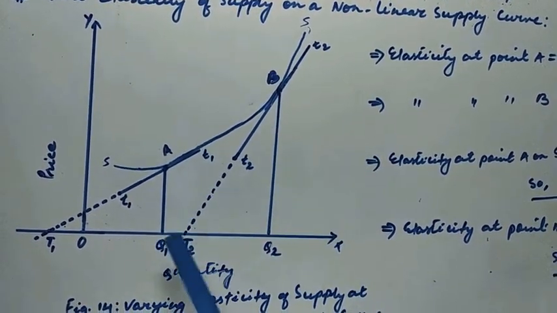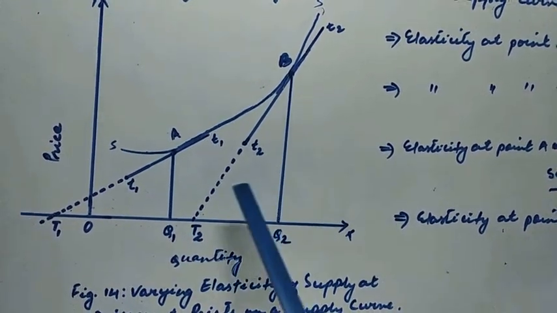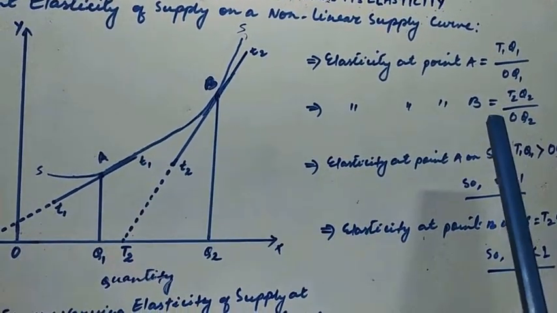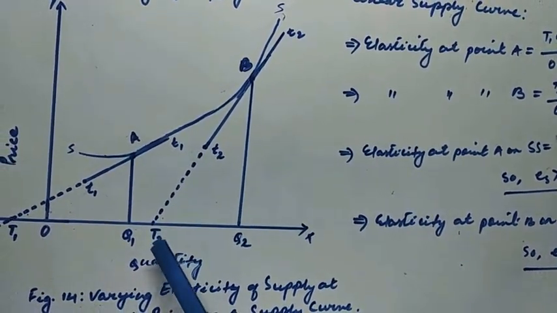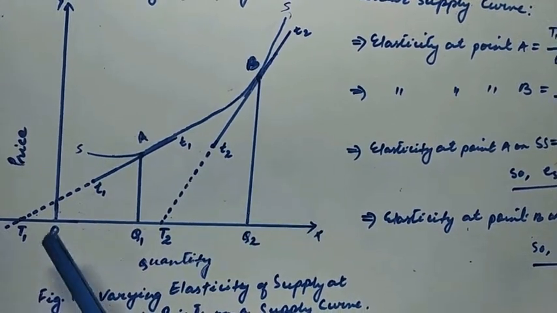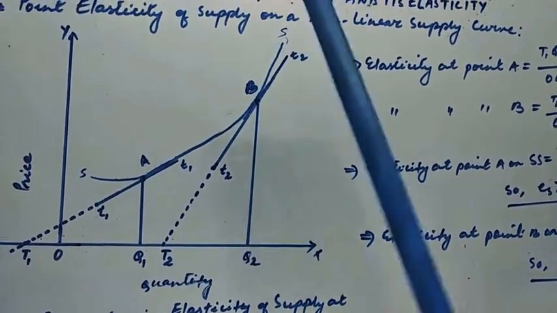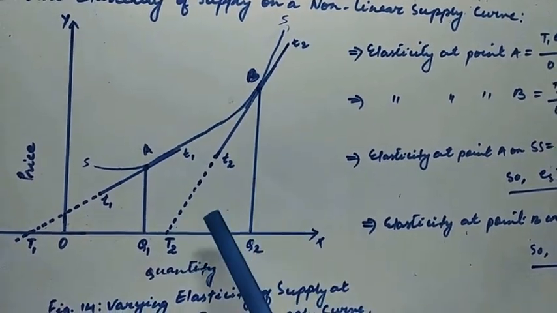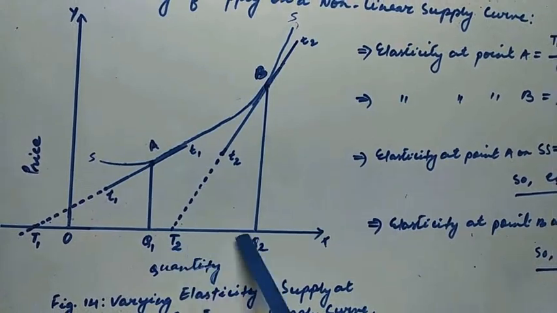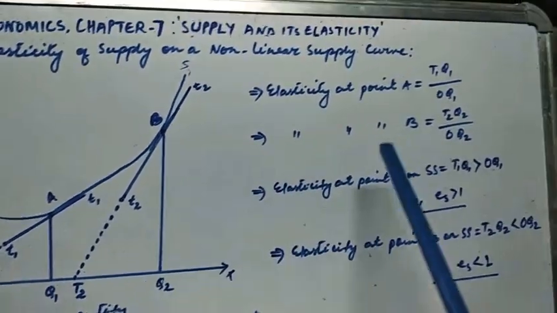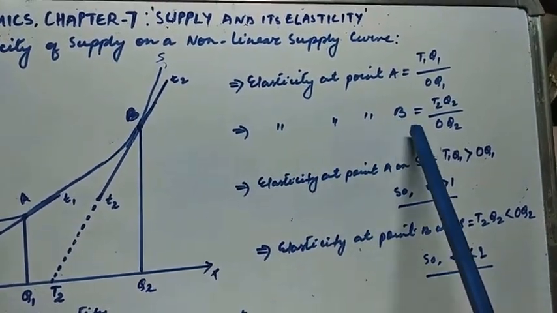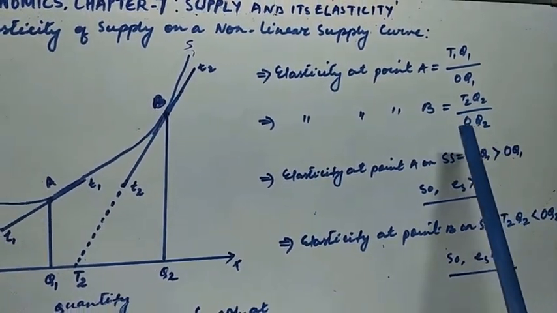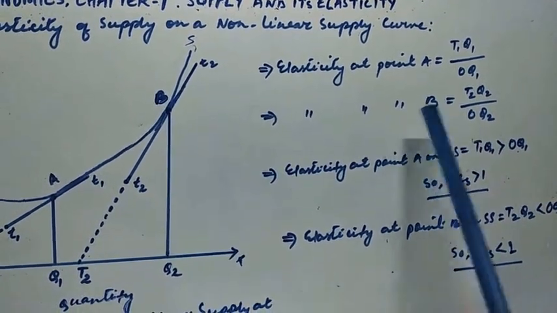How do we obtain it? We obtain the elasticity of supply by dividing the distance T2Q2 by OQ2. So at point B, the elasticity of supply is obtained by dividing T2Q2 by OQ2. So elasticity at point B is given like this: T2Q2 divided by OQ2.